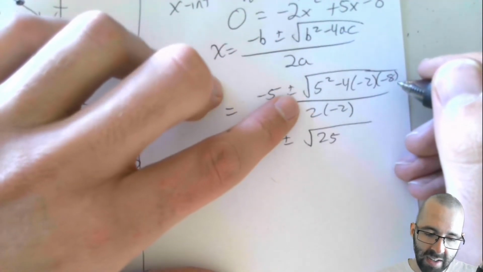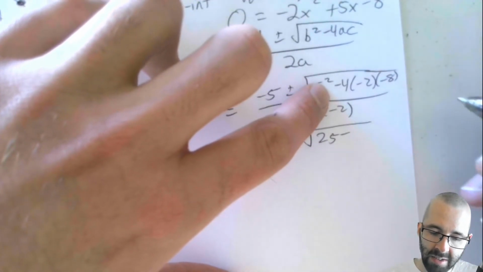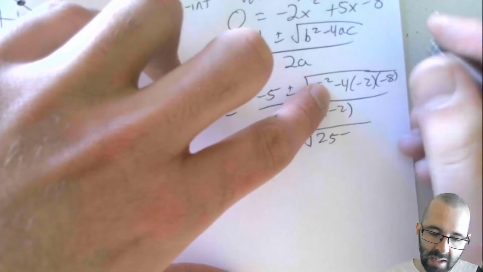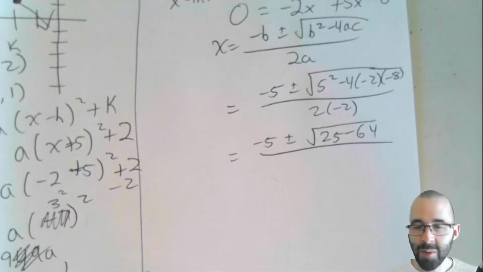There are really 3 negatives here. We got so many negatives. So minus 3 negatives is still going to be a negative. 4 times 2 is 8. 8 times 8 is 64. Oh, we can stop right here.